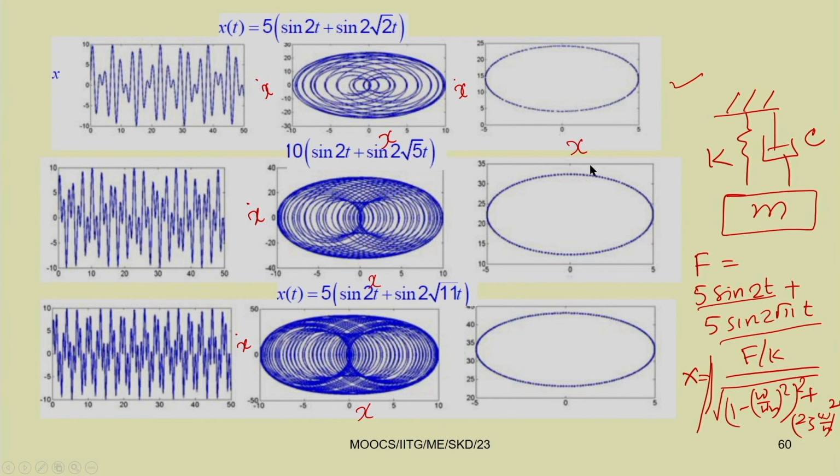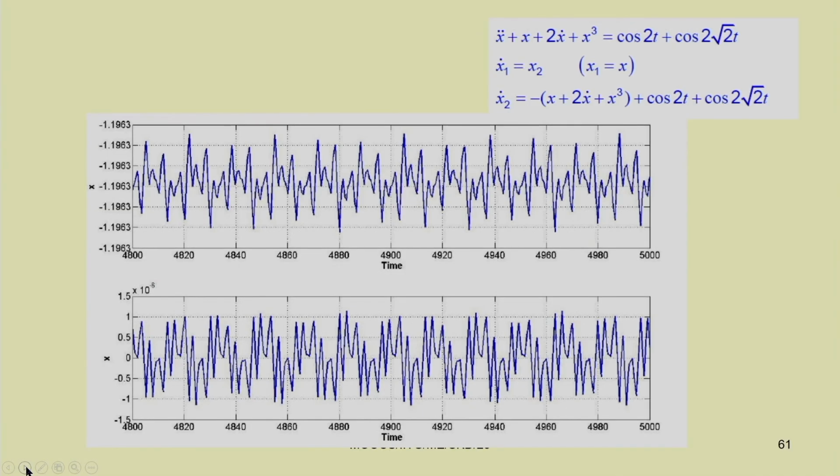Though I have given you the example of a linear spring and damper system, already you have studied this Duffing equation. In case of nonlinear systems also you can study a similar thing. Just note that in a nonlinear system you have different resonance conditions, and by simply changing the forcing amplitude or another system parameter, you can see your resonance conditions will be different.